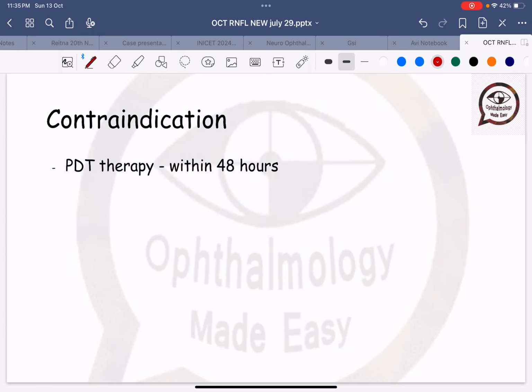Now, a question that is important for your MCQ: what is the contraindication of doing an OCT? So remember, unlike visual field testing, which you cannot do in a patient who is non-cooperative or having severe back issues, you can do an OCT in a minute. So even elderly patients can do an OCT.